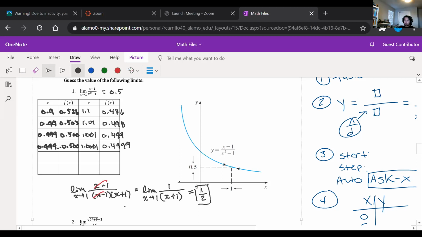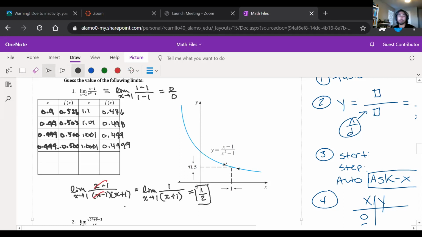Sure. So if I evaluated this original limit as it was, by just plugging in 1 for x, you'll get the limit as x approaches 1 of 1 minus 1 over, and then 1 squared is 1. So we'll have 1 minus 1 in our denominator. And this would be 0 over 0.